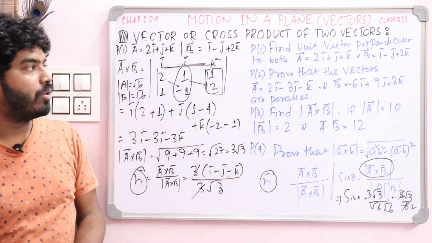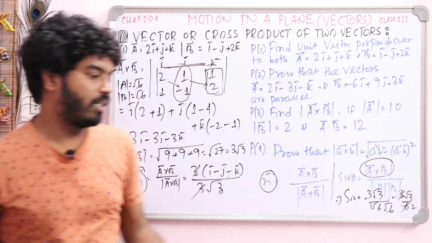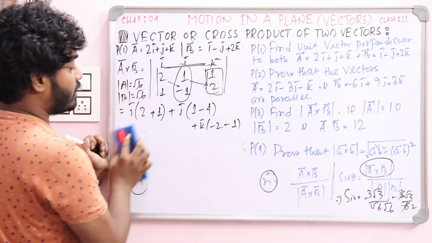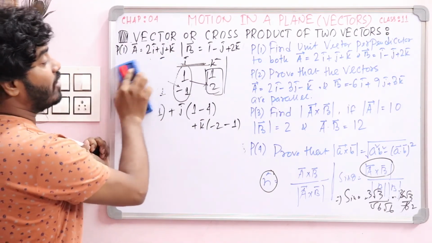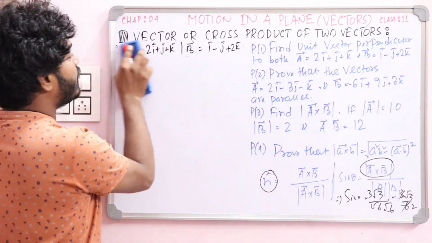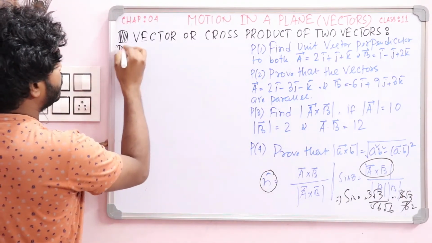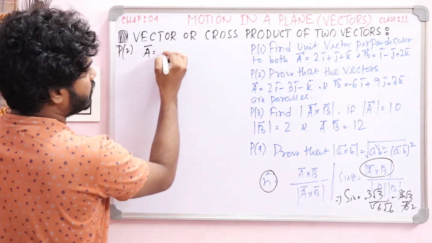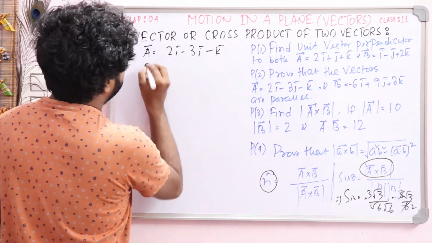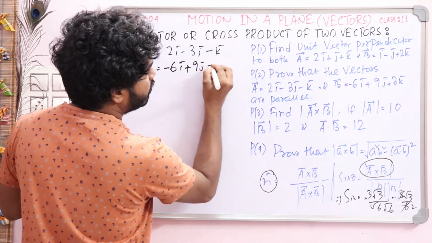Now see problem 2. In problem 2, you have to prove that the vectors A and B are parallel. We already learned that property: when two vectors are parallel, their cross product will be 0 vector. So here we will cross A and B. Then if the result becomes 0 vector, then we can easily say that vector A and vector B are parallel to each other. So write it down first. Vector A, that is 2 i cap minus 3 j cap minus k cap, and vector B, that is minus 6 i cap plus 9 j cap plus 3 k cap.